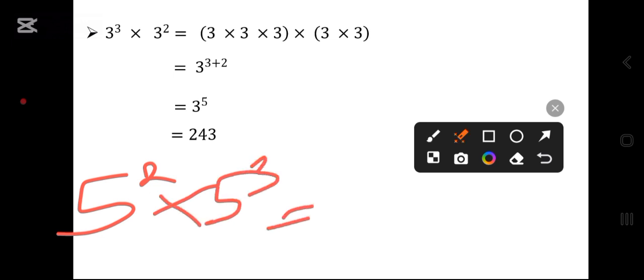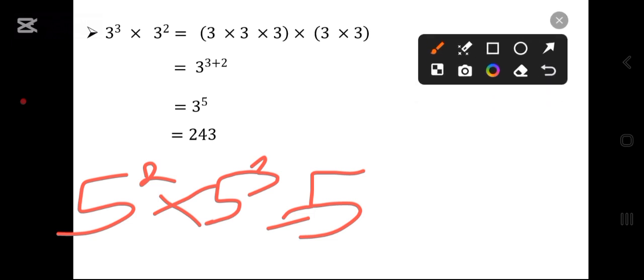Since the bases are the same, 5 is the base, 5 is also another base. Since the bases are the same, we add up the powers. These are the powers 2 and 3. We take one of the bases now, then add up the powers. We have the powers to be 2 plus 3.